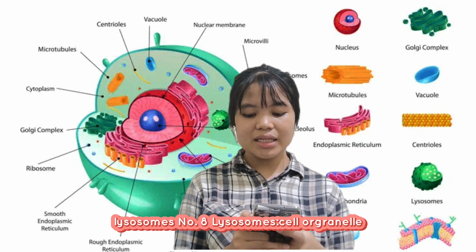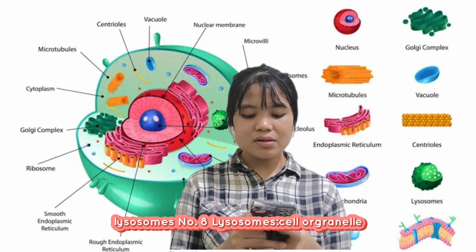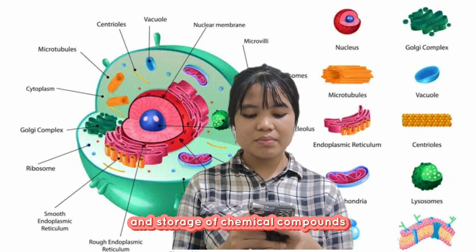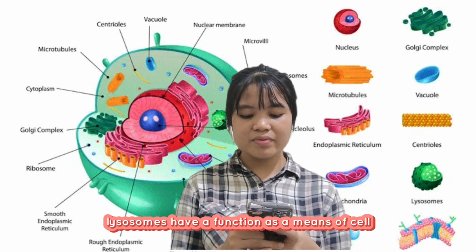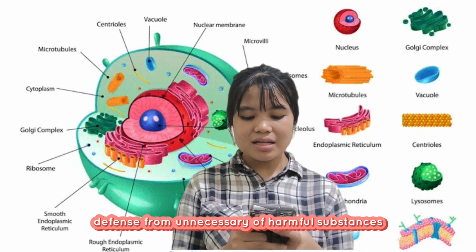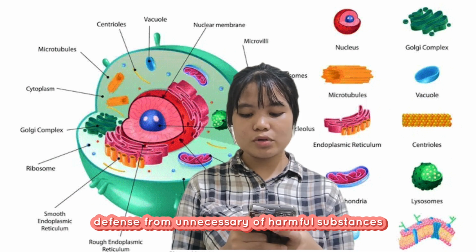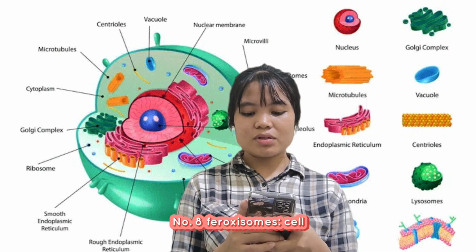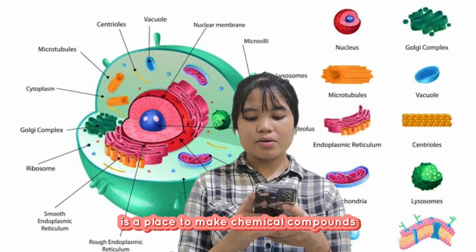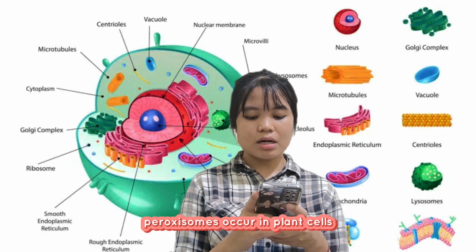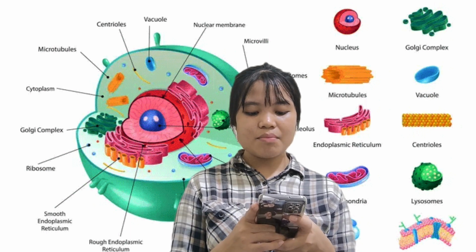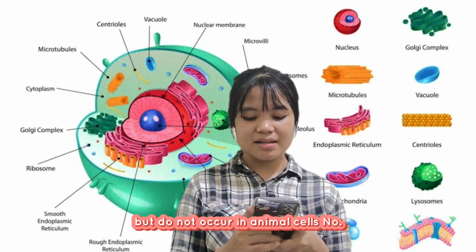And number eight, lysosomes, cell organelle that functions as a source and storage of chemical compounds. Lysosomes have a function as a means of cell defense from unnecessary or harmful substances. Number nine, peroxisomes, cell organelle that functions as a place to make chemical compounds. Peroxisomes occur in plant cells, a unique organelle, but do not occur in animal cells.